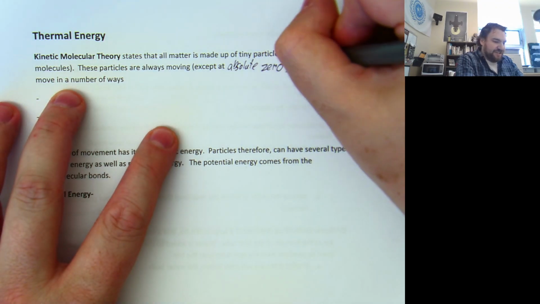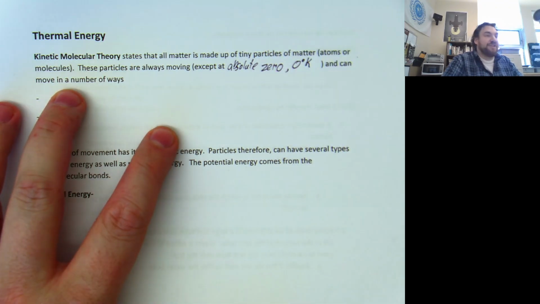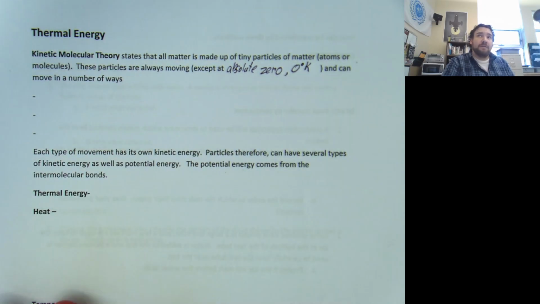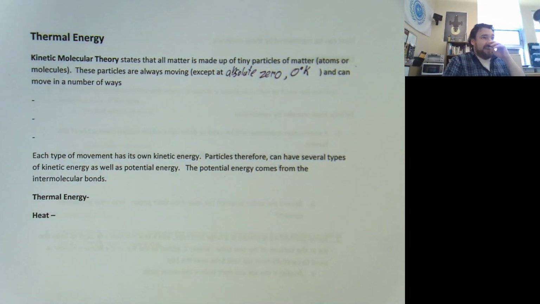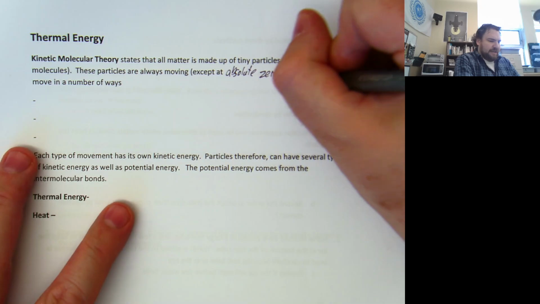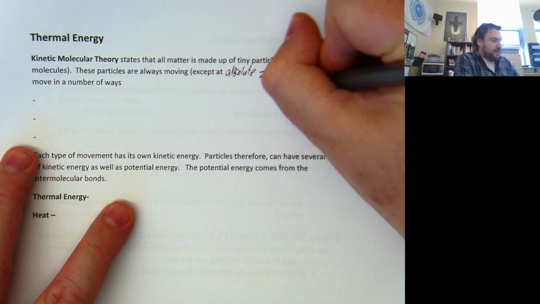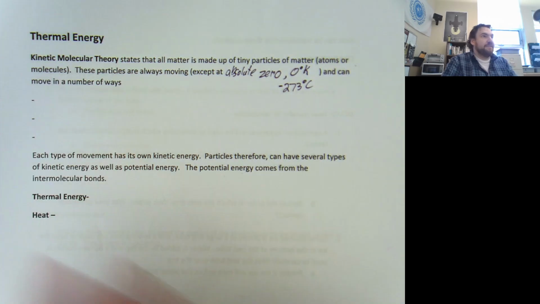Which is 0 degrees in a temperature scale called Kelvin. And if you convert Kelvin to degrees Celsius, it's a really nice conversion. 0 degrees Kelvin is negative 273 degrees Celsius.